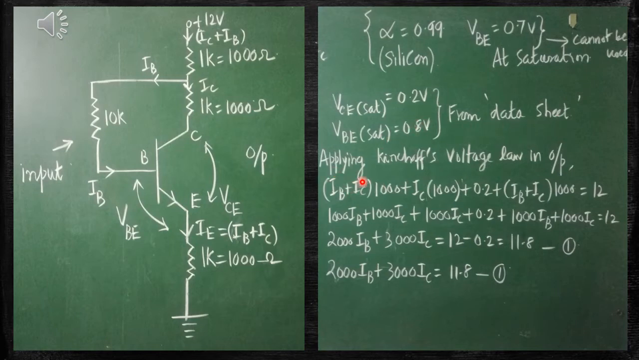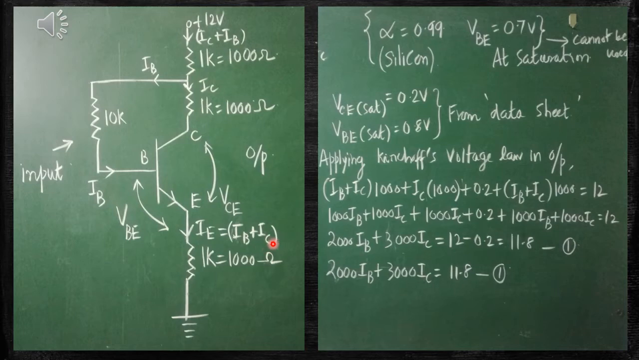Now Kirchhoff's second law is to be applied in the output circuit. In the output circuit, look at that, current IC plus IB, both are flowing through the 1000 ohm resistance. Later IC plus IB split into IB and IC. Again IC is passing through 1000 ohm. Here IE, what is IE? IE is the sum of IB plus IC.